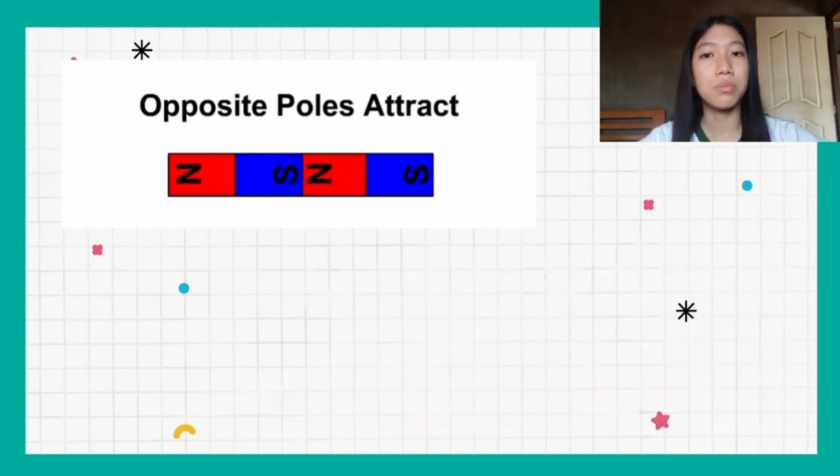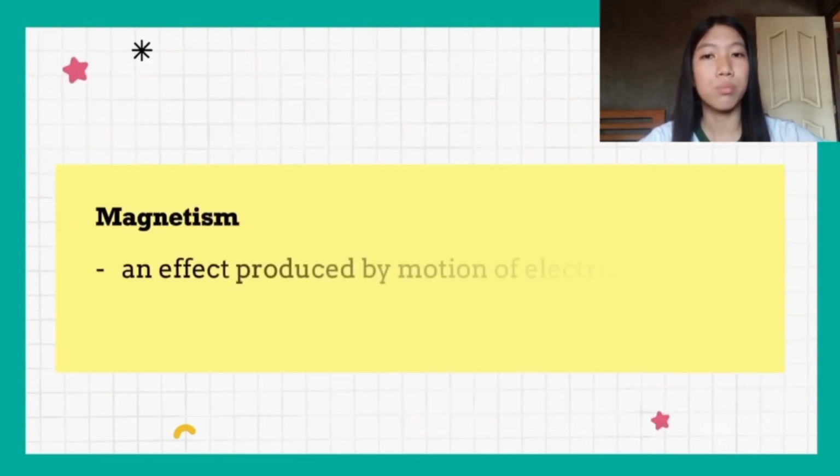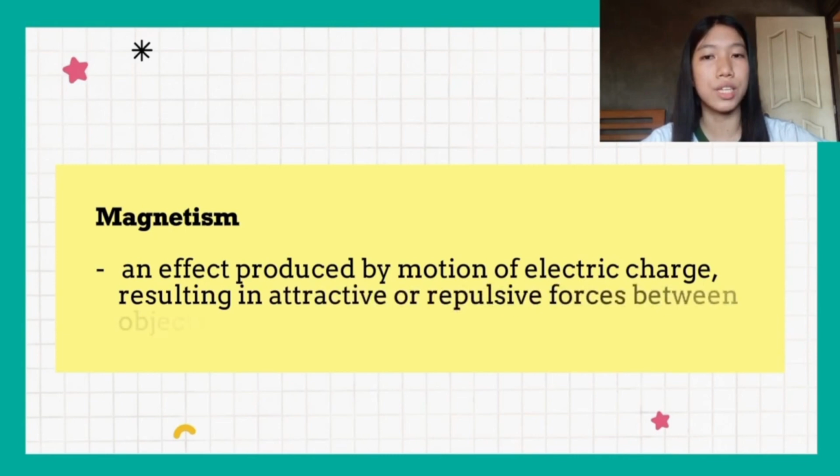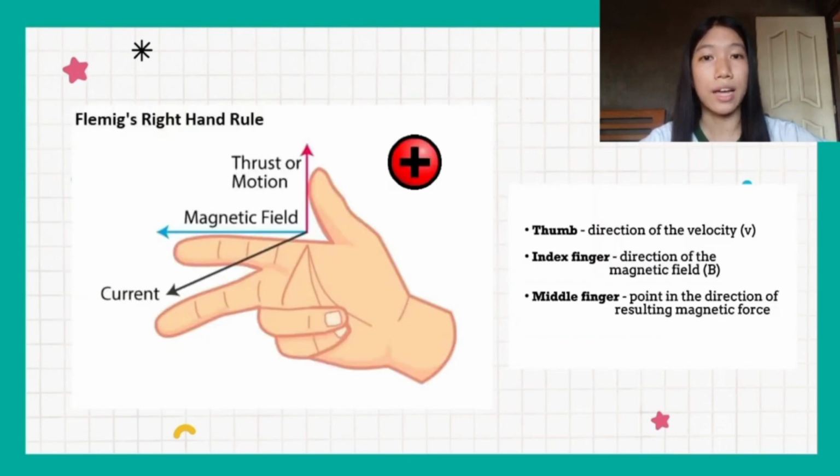Now, magnetism comes into play when there is an effect produced by motion of electric charge, resulting in attractive or repulsive forces between objects. Remember, current produces magnetic fields, and if a charge moves through a magnetic field at an angle, it will experience a force. To determine the direction of the force, we can use the right-hand rule. For a positive charge, the thumb is the direction of the velocity, the index finger is the direction of the magnetic field, and the middle finger points in the direction of the resulting magnetic force.